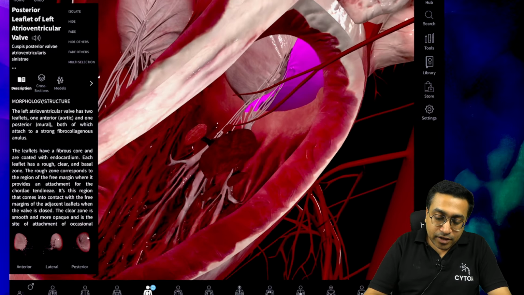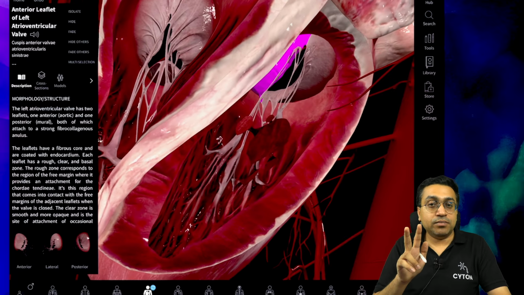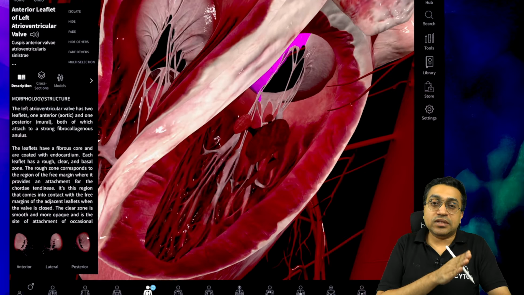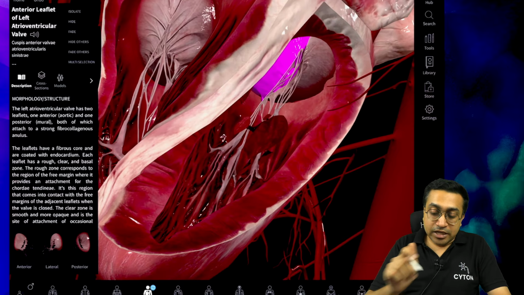Okay, I told you 2 cusps on the right side, on the left side, and you can see the chordae tendineae connecting to the papillary muscles. Again, 2 papillary muscles, 2 sets of papillary muscles on the left side. Okay, so the blood has entered into the left ventricle now.